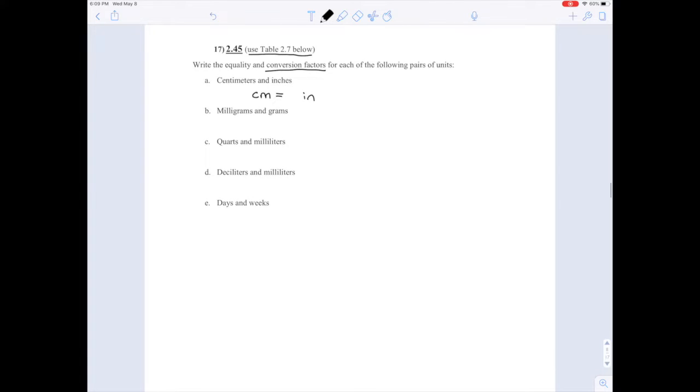The common conversion factors that you would want to have memorized is that 1 meter equals 100 centimeters, 1 meter equals 1,000 millimeters, and 1 kilometer is 1,000 meters. Those are the three conversion factors you want to memorize. Anything else would often be given to you in a table such as table 2.7.